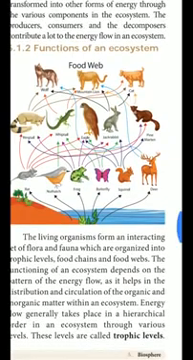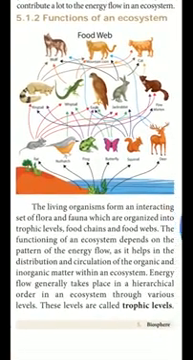Okay. The living organisms form an interacting set of flora and fauna which are organized into trophic level food chains and food webs. The function of an ecosystem depends on the pattern of the energy flow as it helps in the distribution and circulation of the organic and inorganic matter within an ecosystem. Energy flow generally takes place in a hierarchical order in an ecosystem through various levels. These levels are called trophic levels.